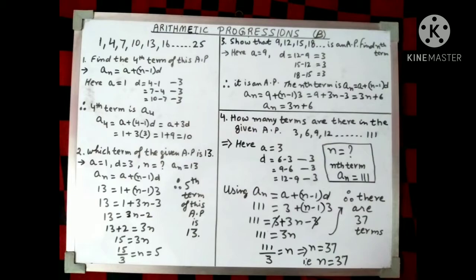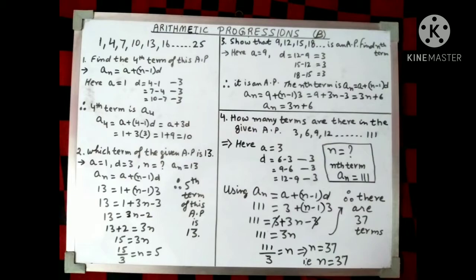So here we have a is equal to 9 and the common difference is 12 minus 9, that is 3, 15 minus 12, that is 3, 18 minus 15, that is again 3. So the common difference is the same between the terms. Therefore, it is an AP.